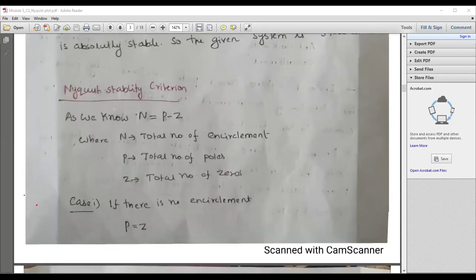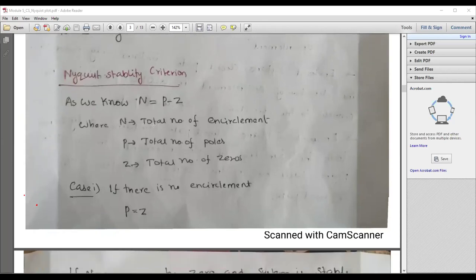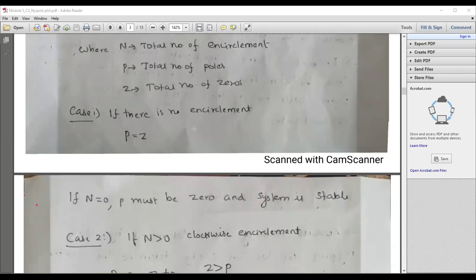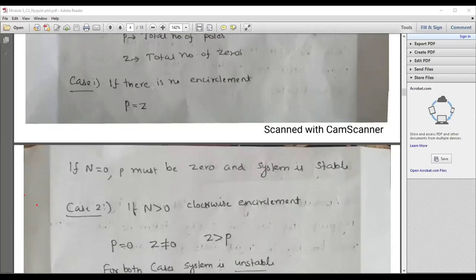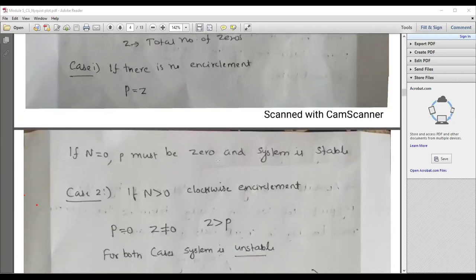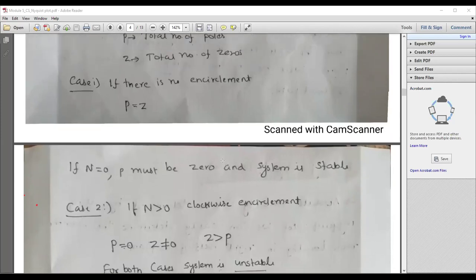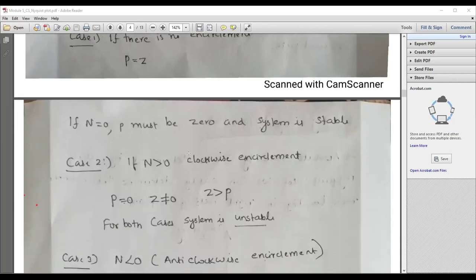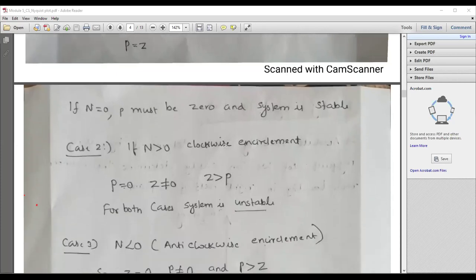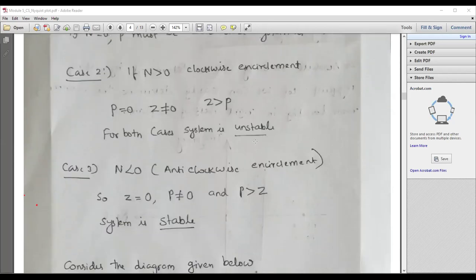So, Nyquist stability criteria: N is equal to P minus Z, where N is the number of encirclements. You need to determine the number of encirclements. If there is no encirclement, then P must be 0 and the system is stable. No encirclement is one of the stability criteria. Case number 2: if N greater than 0, that is clockwise encirclement, in such cases the system is unstable.